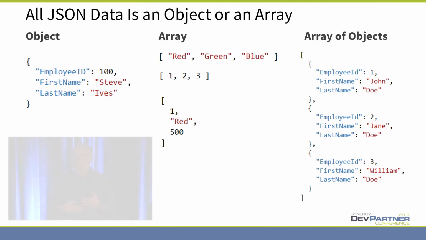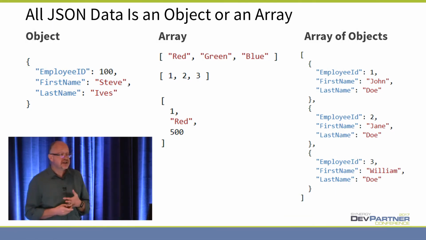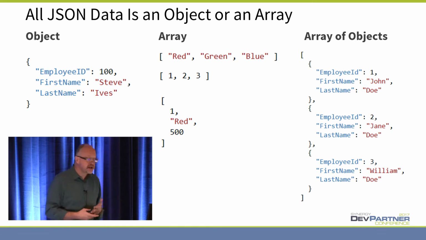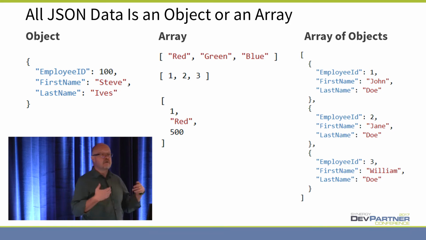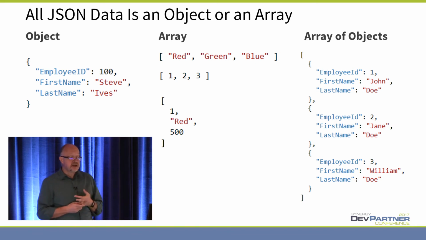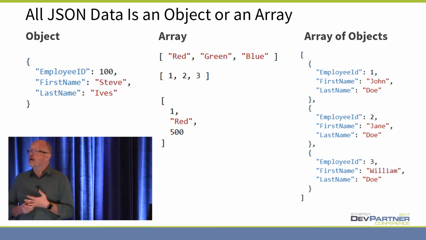But as an example, a JSON object is simply a very simple name-value pair collection. So employee ID 100, first name Steve, last name Ives is an example of how an object is represented in JSON. An array can be an array of strings, an array of numbers, an array of mixed types. So you can see the third array there, 1 red 500. And it's also possible to have arrays of objects.